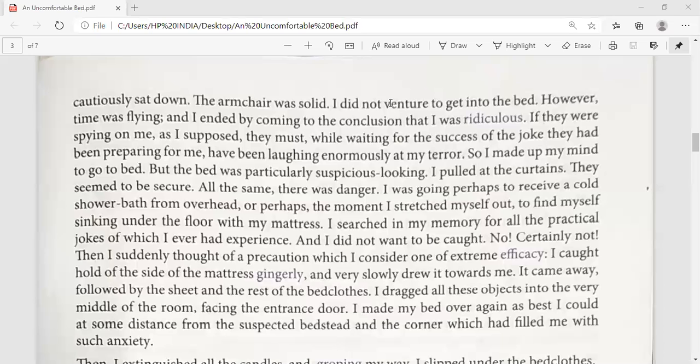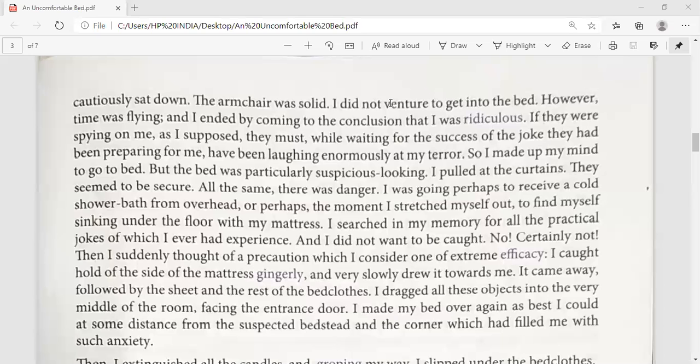So I made up my mind to go to bed. But what was the problem? The bed was particularly suspicious looking. He said that the bed was so suspicious. So he was having maximum doubt on the bed area. He was thinking that there might be something wrong on the bed. I pulled at the curtains, beta. So there are curtains on the bed also. Maybe you have that bed or you have just seen it in some movie or some cartoon. So there is one bed, it has curtains also, okay, a bed with curtains. So he pulled at the curtains, they seemed to be secure. So the curtains were all right. There was no problem in the curtain. All the same there was danger I was going perhaps to receive.